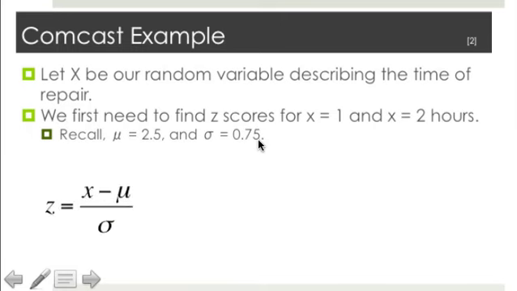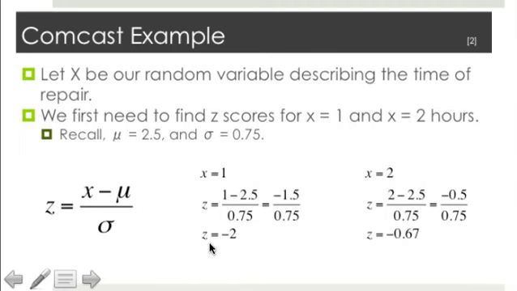Our formula, as we've seen before, will give us both of these z-scores. When x is 1, you can see the calculations are here. When x is equal to 1, that corresponds to a z-score of -2. And when x is equal to 2, that corresponds to a z-score of -0.67.